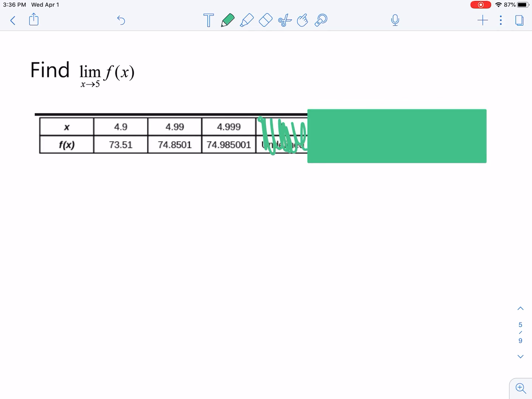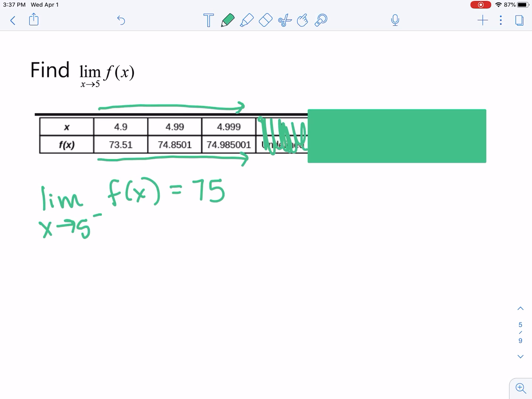So I'm going to hide all the values greater than 5 first. So let's look at these. These are all values less than 5, so this would give me the limit as x approaches 5 from the left of f of x. So if I follow the y values in that same order, what does it look like the y values are approaching? It looks like they're approaching 75, right?